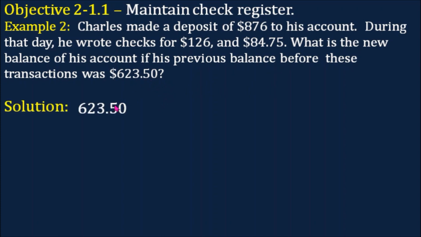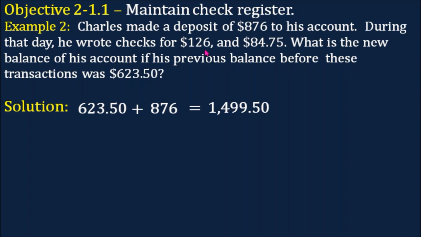So we will just start with the previous balance. That's $623.50. Then we have here deposit, meaning to say we add. So that's 876, so that's plus 876. If we are going to add this up, the answer is 1,499.50. Then on that same day, we have two checks written.